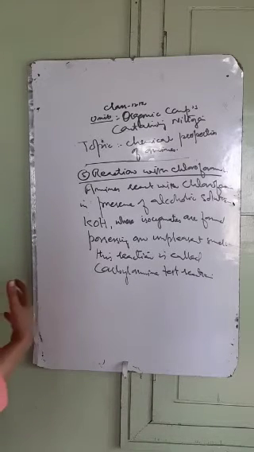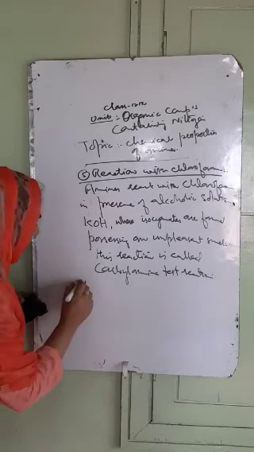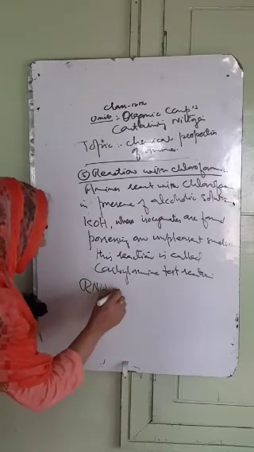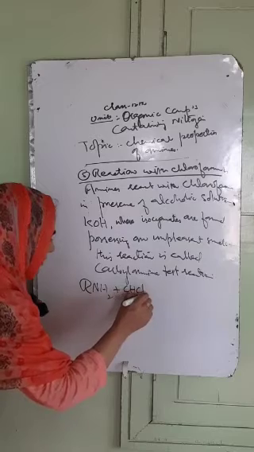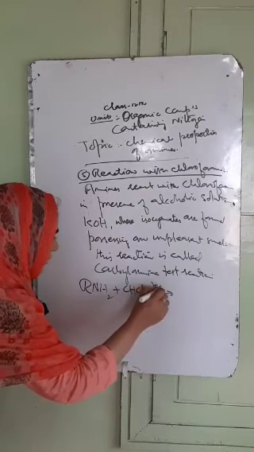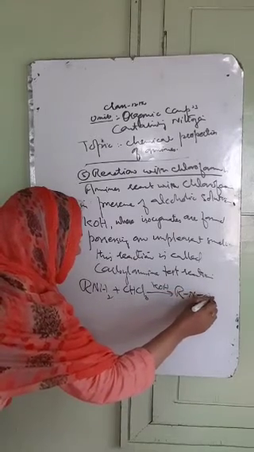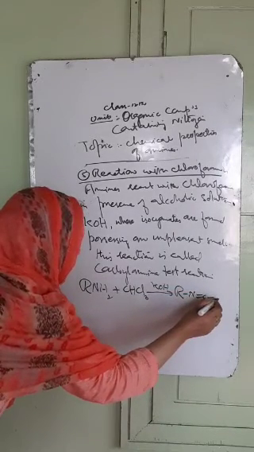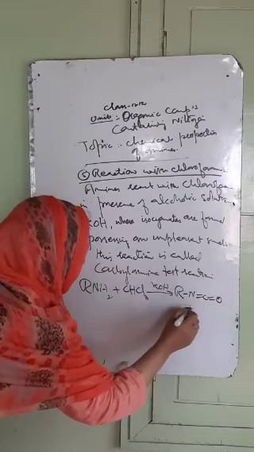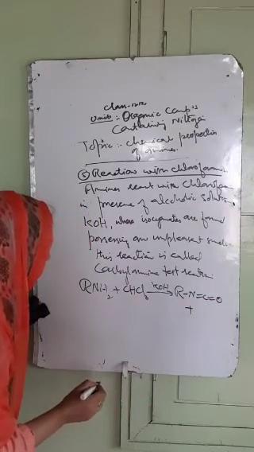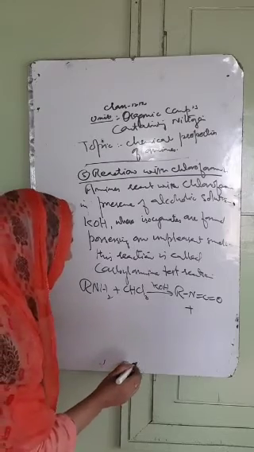It is simply the reaction of the amines with that of the chloroform in presence of the alcoholic solution of potassium hydroxide, where these isocyanides are formed. We have RNH2. It reacts with CHCl3 in presence of alcoholic solution of potassium hydroxide. It gives me RN double bond C, plus isocyanide.